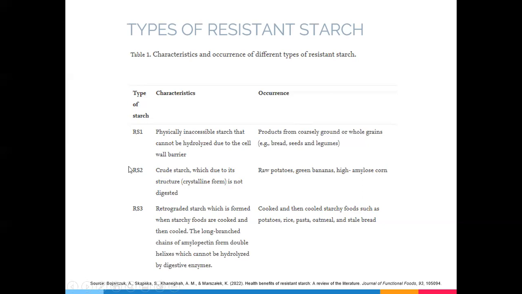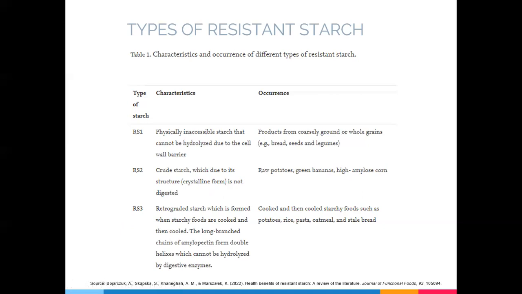Next is RS2. RS2 is crude starch, which due to its structure is not digested. Due to its crystalline form, it's chemically the same as starch, but its conformation is in a form that is not accessible by the enzymes. Its occurrence is found in raw potatoes, green bananas, and high amylose corn. Next is RS3.